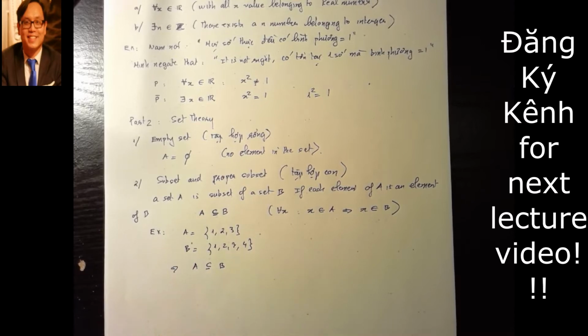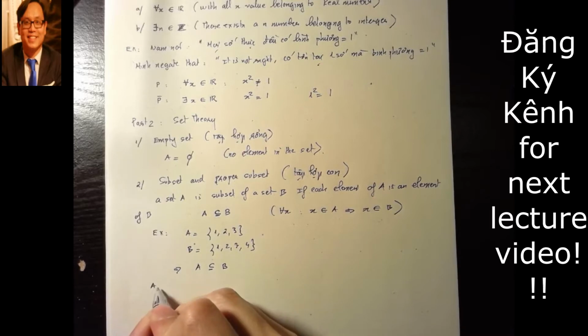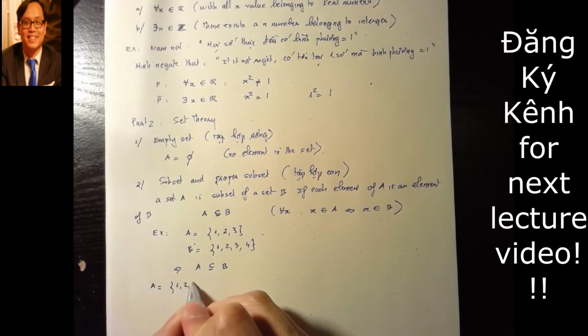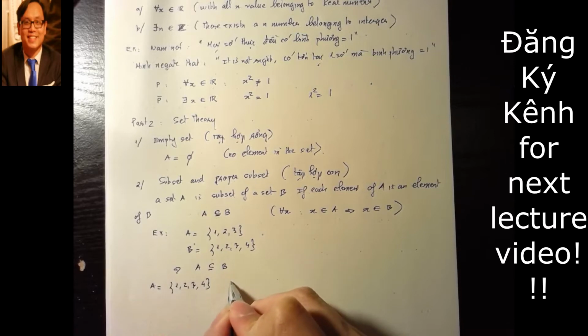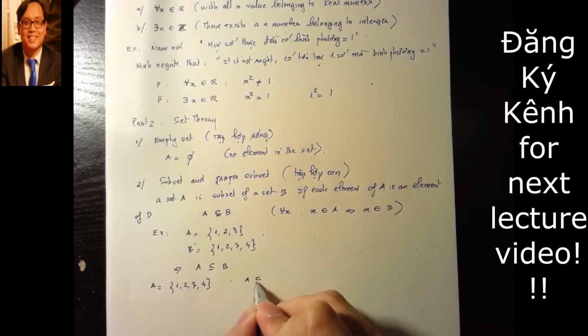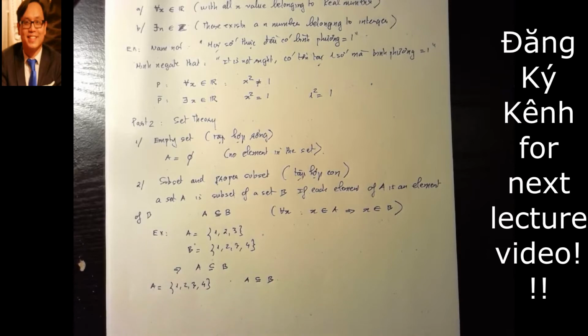Or if A includes the elements 1, 2, 3, 4, then we can still conclude that A is a subset of B. So if you see, set A has elements 1, 2, 3, 4, and set B over here has elements 1, 2, 3, 4. They have the same elements and the same number of elements. So A is still considered a subset of B, or B is still considered a subset of A.